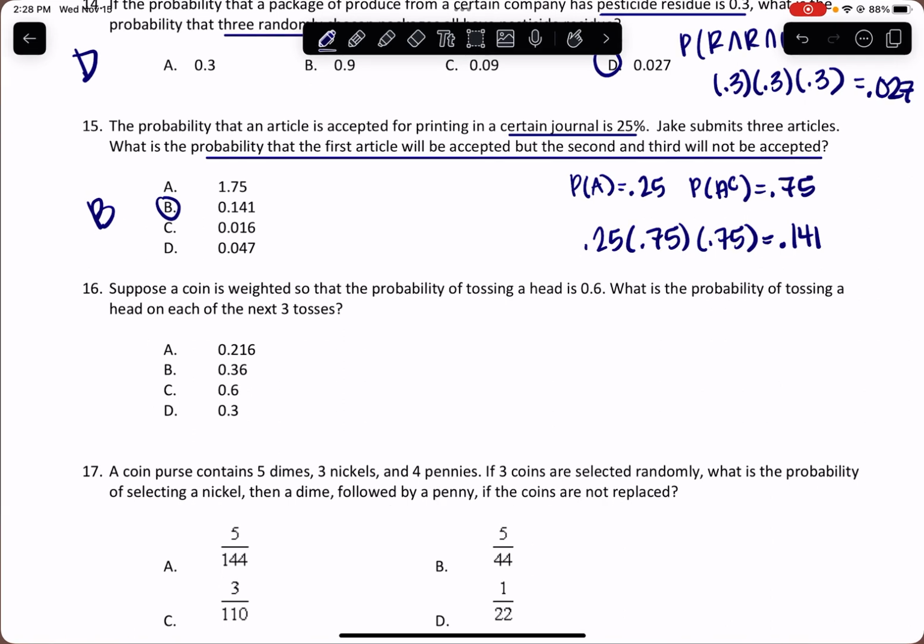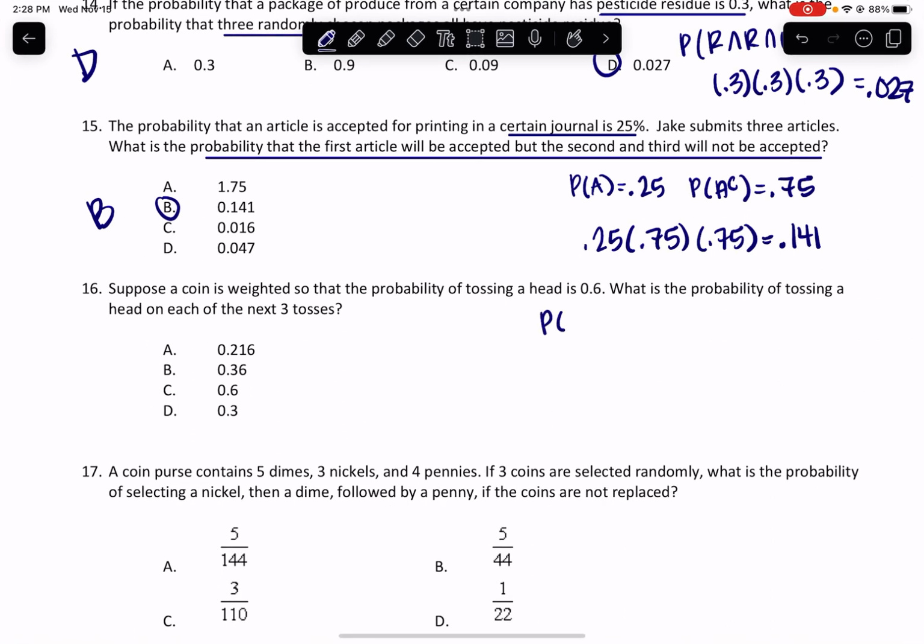Suppose a coin is weighted so that the probability of heads is 0.6. What is the probability of tossing a head on the next 3 tosses? So we want probability of heads intersect heads intersect heads. It's 0.6 times 0.6 times 0.6, which is 0.216.